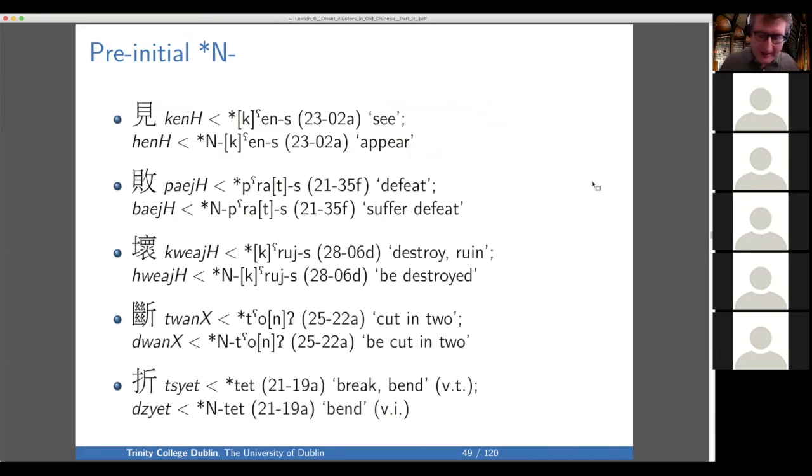Okay. In any case, here's the same slide you saw before, but now with Old Chinese provided in the Baxter-Sagart system. So basically it's what you expected to see: the transitive is voiceless, and the intransitive has had this nasal prefix added to it. That's how they reconstruct these alternations.